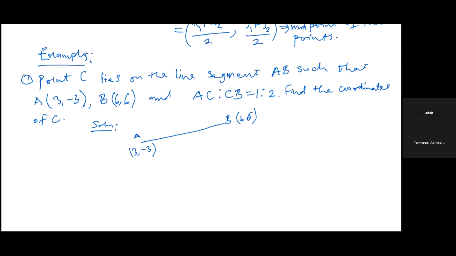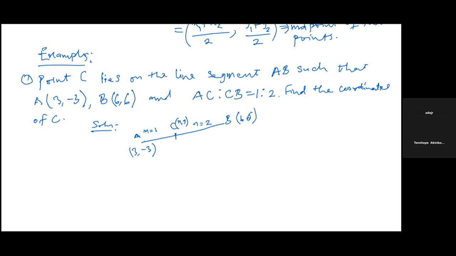It means that point C is closer to point A because it's divided in the ratio 1 to 2. So in this context, M is 1 and N is 2. So this is point C, which we don't know its coordinates. Is that clear?